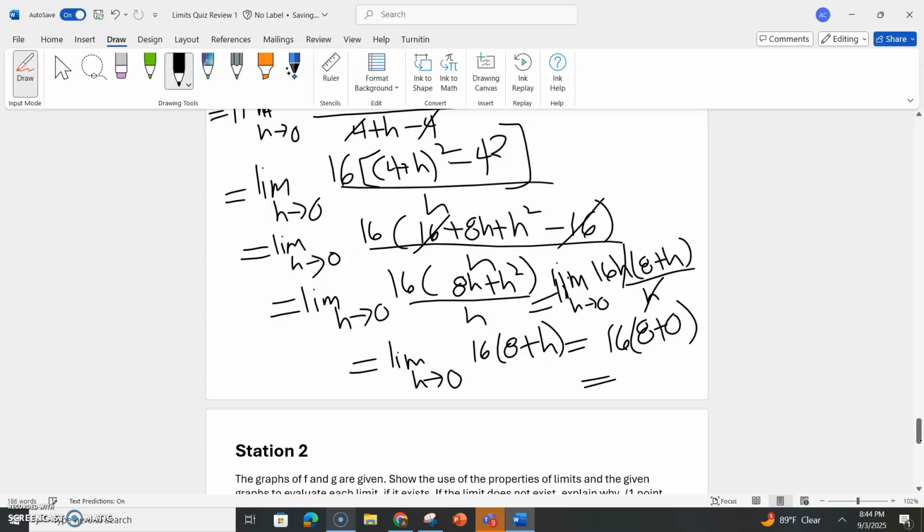16 times 8 is 10 times 8, which is 80, and 6 times 8, which is 48. So that is 128, and our units are feet per second. That's pretty much it.